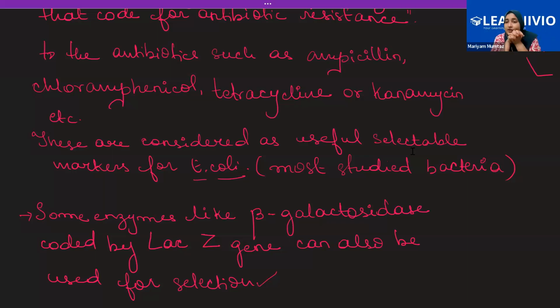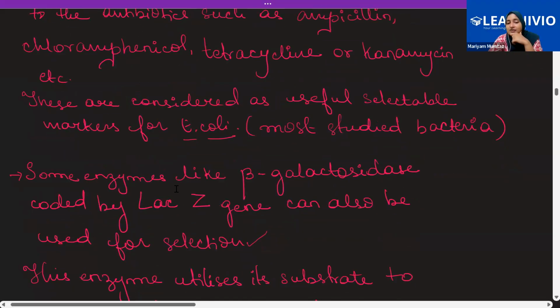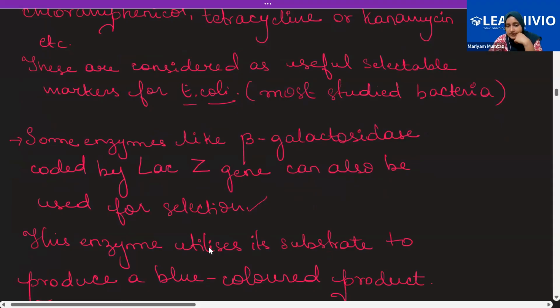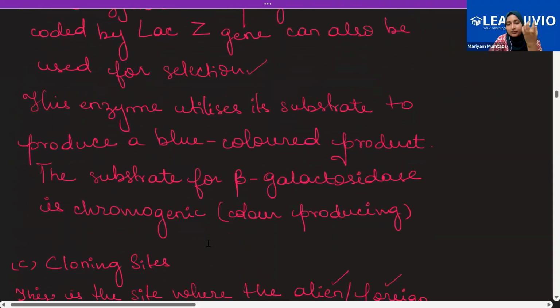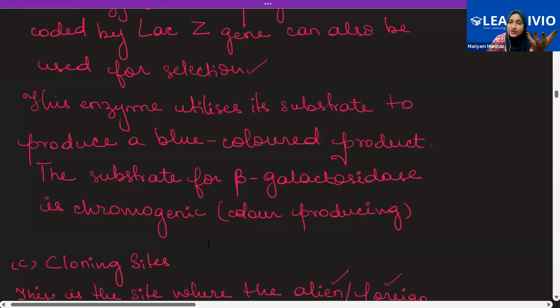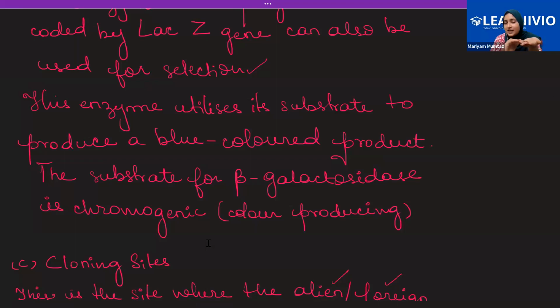So now if it produced some sort of color, it would have been easy to visualize it and to identify it. So some enzymes like beta galactosidase, that is coded by the LacZ gene, can also be used for the selection purpose. Now what it does is, it produces color. But if you put the gene in, it will not produce the color. So the ones that are producing blue color, you will understand that this has not been transformed. But the ones that produce the white color, you will understand that this is transformed.